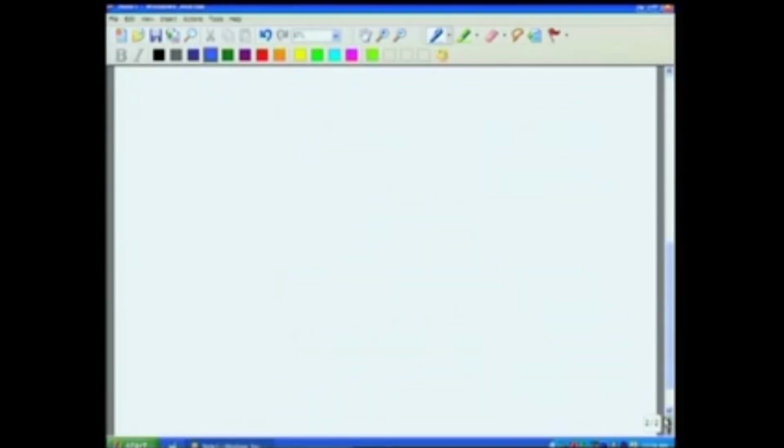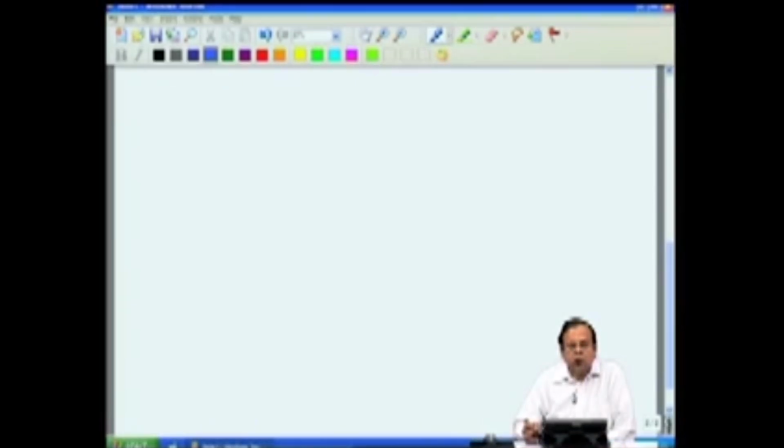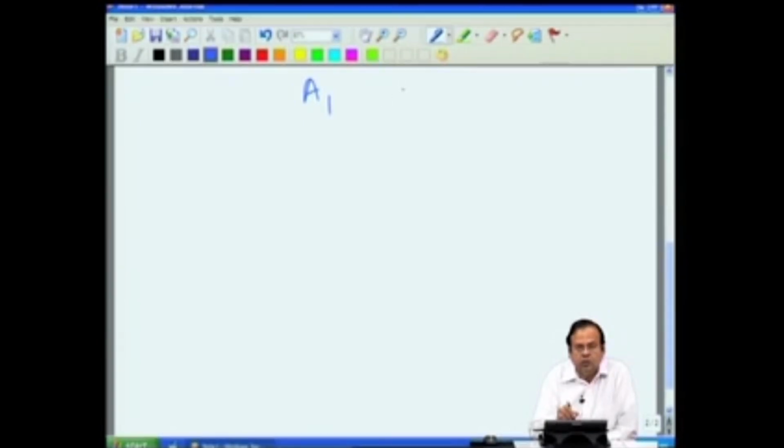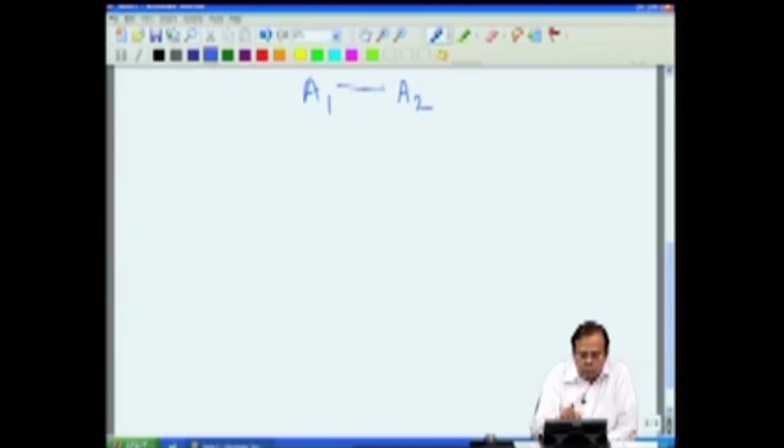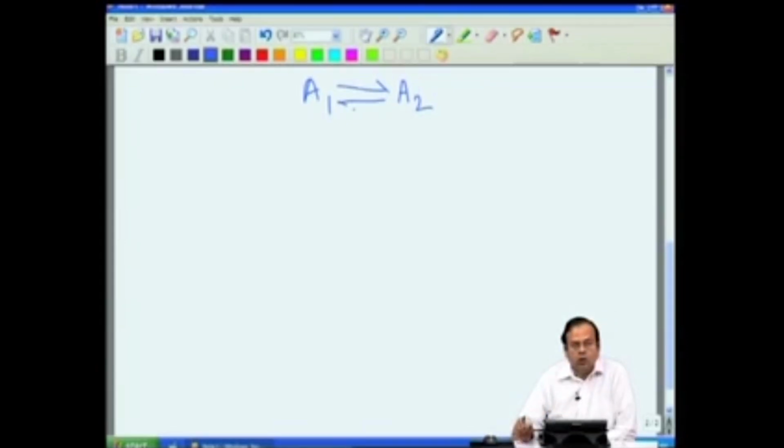So, let us take the simplest type of this reversible monomolecular reaction network and see what kind of results we get for this network, and then we will generalize those results. So, let us start with what is the simplest network possible. There has to be minimum 2 species, nothing can be simpler than that. So, for a reaction A1 going to A2, this is the simplest kind of monomolecular reversible reaction network that one can think of.